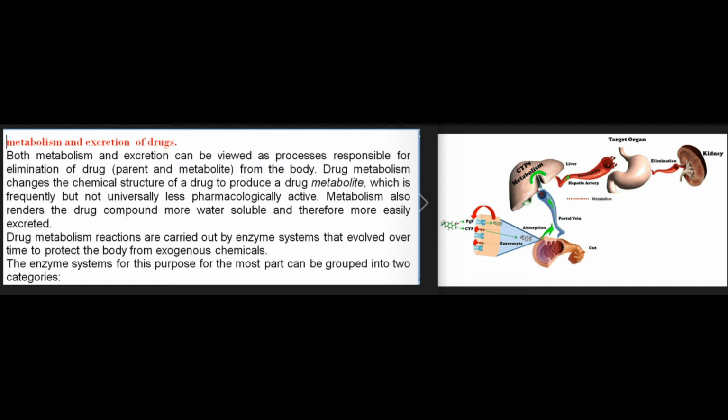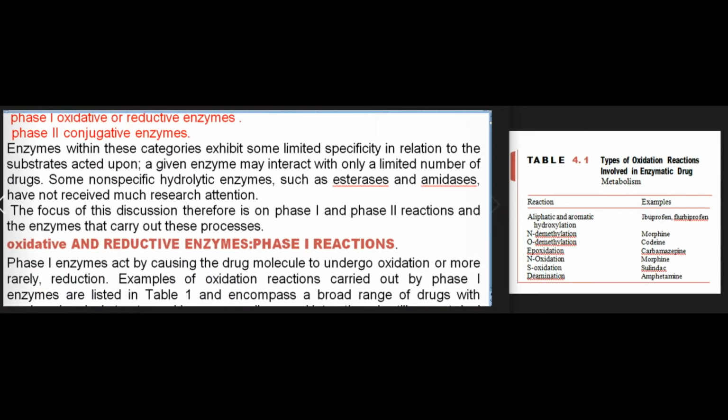Drug metabolism reactions are carried out by enzyme systems that evolved over time to protect the body from exogenous chemicals. The enzyme systems for this purpose for the most part can be grouped into two categories: phase I oxidative or reductive enzymes, and phase II conjugative enzymes. Enzymes within these categories exhibit some limited specificity in relation to the substrates acted upon. A given enzyme may interact with only a limited number of drugs.